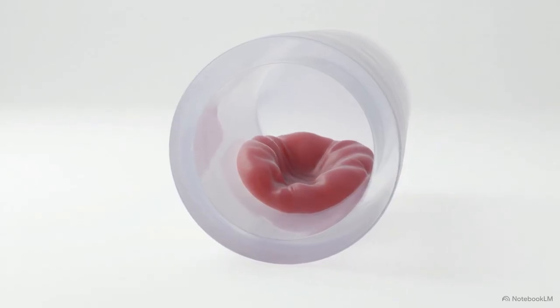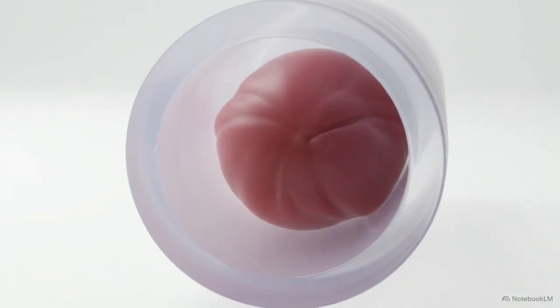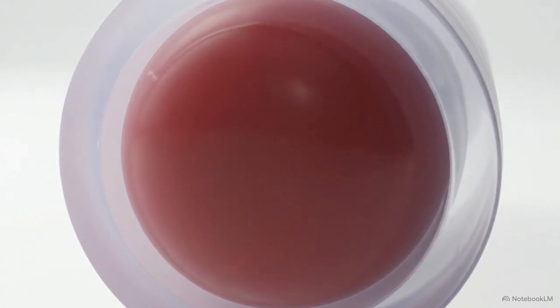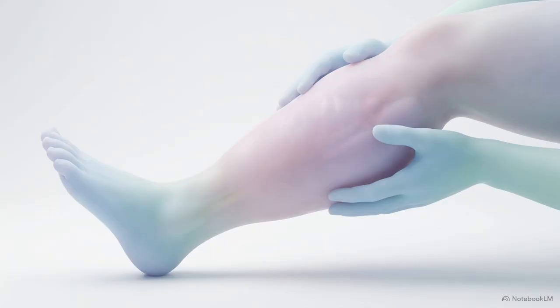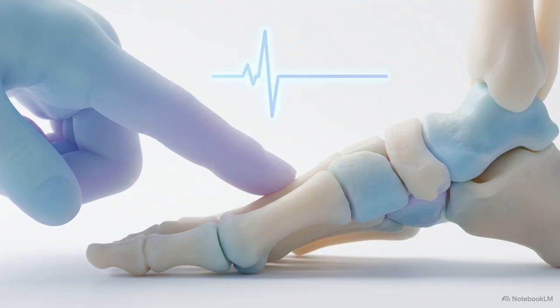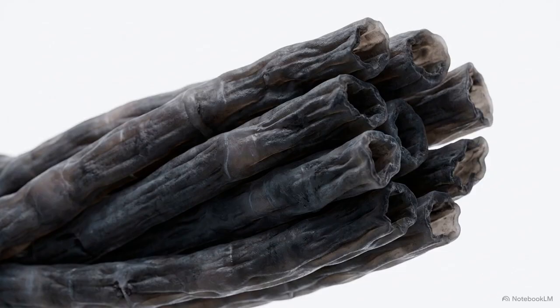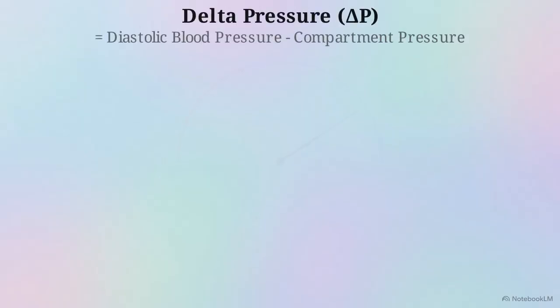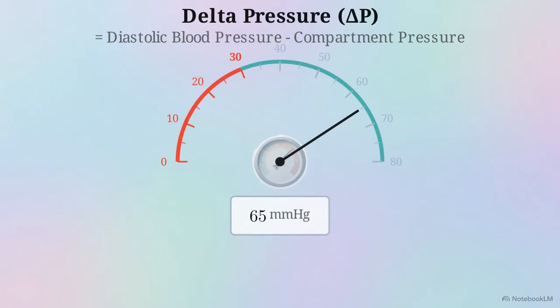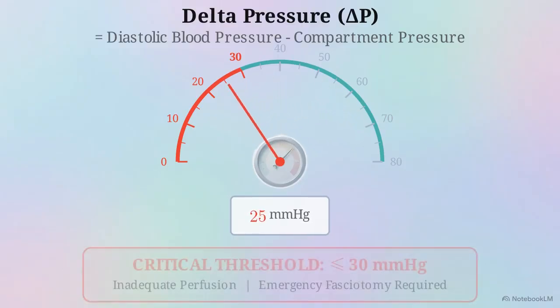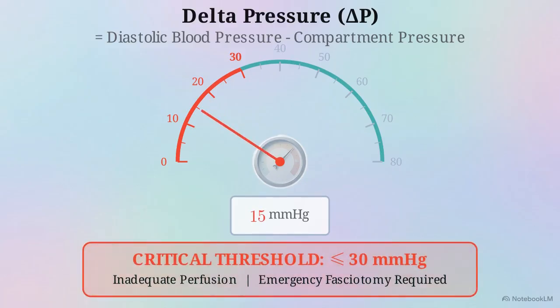When the timeline of symptoms is measured in hours following trauma or vascular reperfusion, the focus shifts to acute compartment syndrome. The early presentation is defined by tense swelling and severe pain with passive stretch. It is important to note that the loss of pulses and motor paralysis are late findings. Waiting for these signs before intervening results in irreversible tissue death. The definitive diagnostic metric is the delta pressure. When the diastolic blood pressure minus the compartment pressure is 30 millimeters of mercury or lower, tissue perfusion is inadequate and an emergency fasciotomy is required.